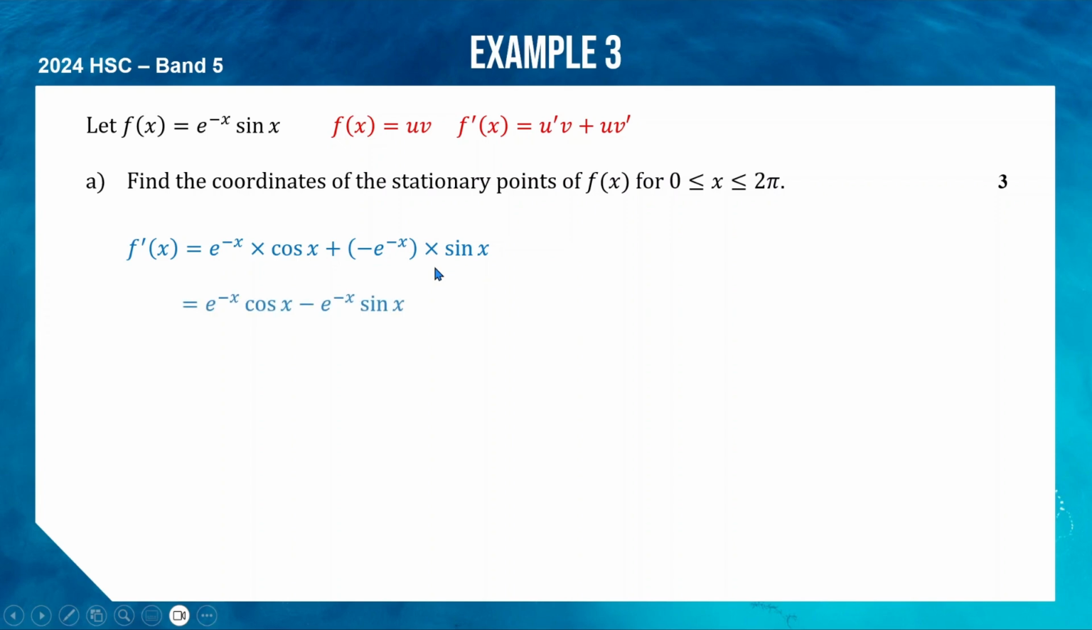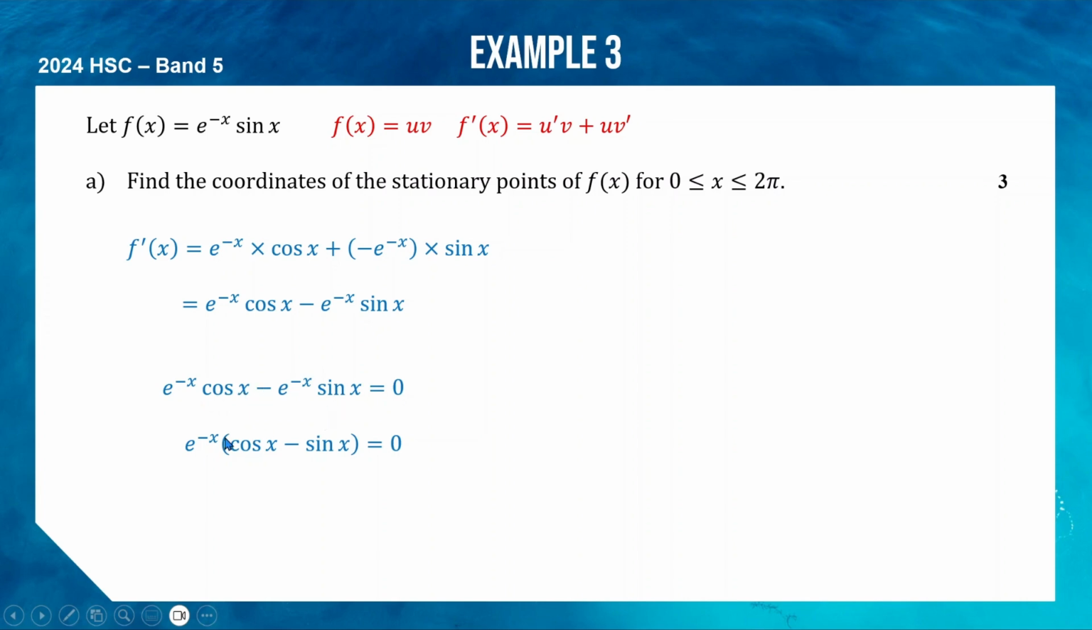We can tidy it up a little bit. We have e to the negative x cos x, take away e to the negative x sine x. All right, so there is our first derivative. Now we need to find our stationary points by seeing where this is equal to 0. Okay, so fortunately, both of these components have an e to the negative x as a common factor. So we can actually factor that out the front and have e to the negative x times (cos x minus sine x).